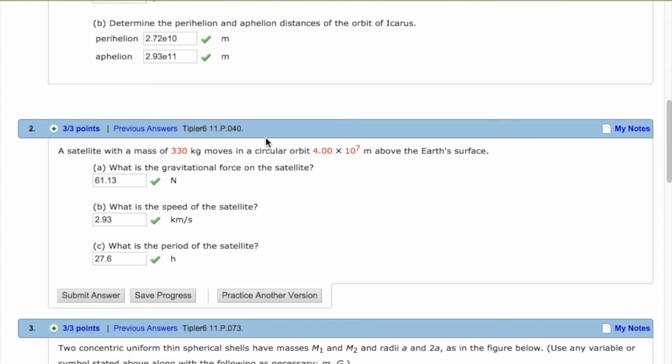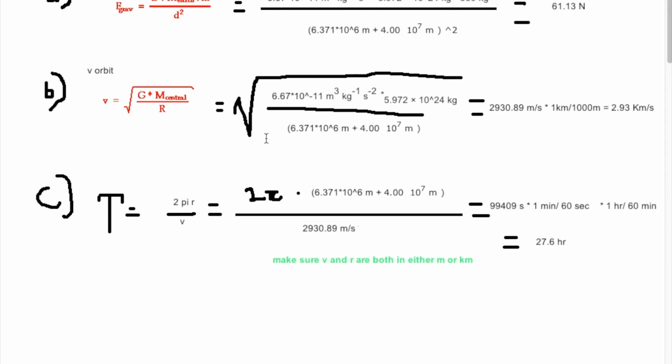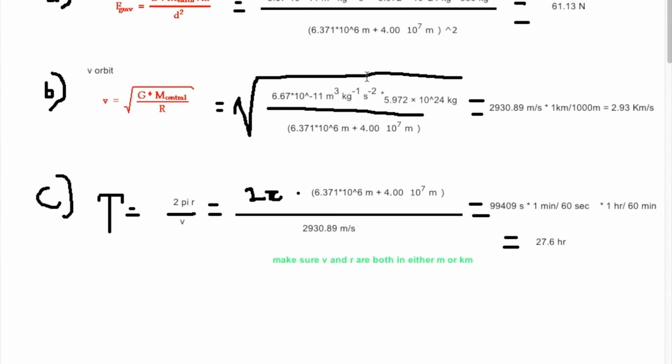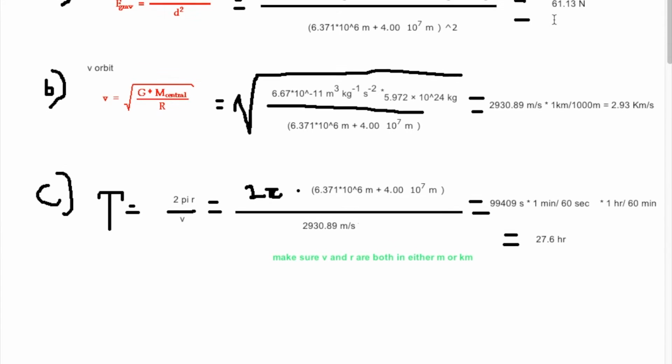And for the radius, I actually did not get this question right initially because I just used this distance as the radius. But you actually have to factor in the Earth's radius, which is 6.371 million meters. So I did the Earth's radius plus its distance away, and I did that all squared because that is the distance. And then I got the right answer.